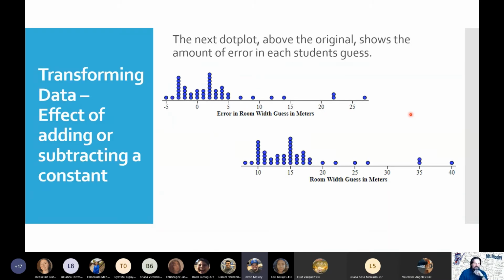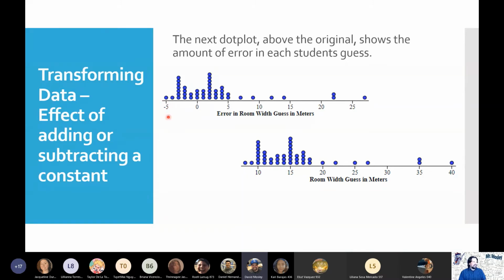we've transformed this data by taking our original guess in meters and calculating the error of each student's guess, and then plotting that on a dot plot as well. To calculate the error, what we did was took the student's guess and subtracted the actual room width to determine how far off they were. Right? So if you actually guessed the room width correctly at 13 meters, which is what it ended up being, then you had an error of 0. Right? So those students were right here at 0. There's 3 students who guessed correctly.